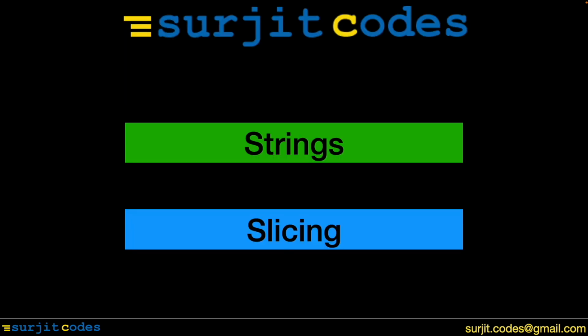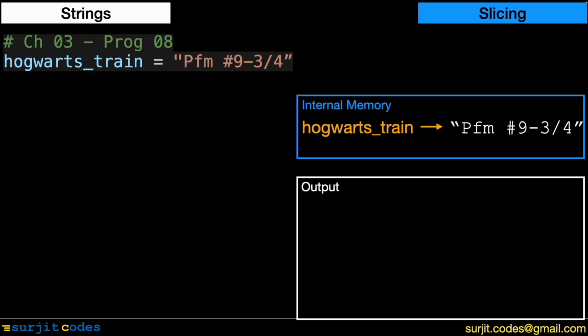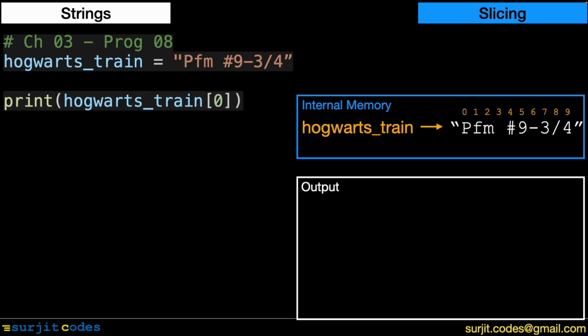A slice of a string is called its substring. Consider the string that we saved in Hogwarts train. Like lists, strings also form ordered data type, so characters of a string are indexed. The indices start with 0 and not 1. Length of the string is 10. Indices range from 0 to length minus 1. We can refer to any character of the string by its index.